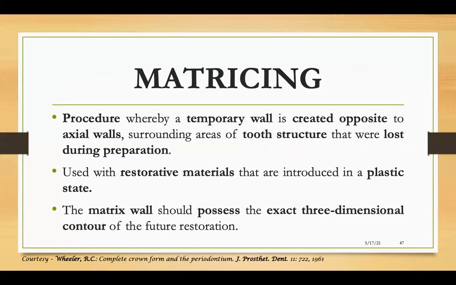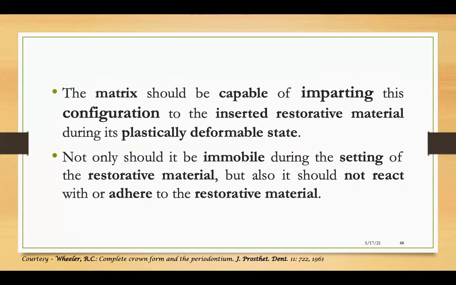The matrix wall should possess the exact three-dimensional contour which you are planning to get after your future restoration is done. The matrix should be capable of imparting this configuration to the inserted restorative material, which is in the plastic form, during its plastically deformed state. Not only should it be immobile, it should not move. Your band should not be mobile, because if it moves, your restoration will move here and there. You won't get the perfect physiologic contour that you're aiming at during the setting of restorative material. But also, it should not react with or adhere to the restorative material.